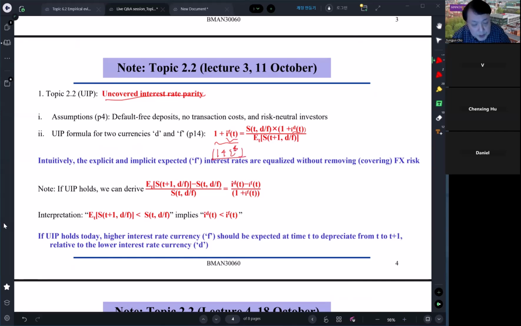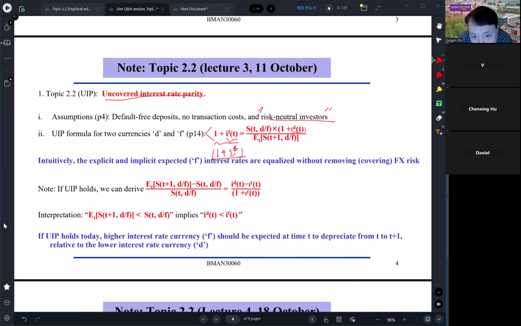We talked about this in the CIP case. Default free and no transaction cost means we don't have to worry about the bid-ask spread. And these are important assumptions. Risk neutral investors: even though investors are taking risk, they don't ask for any compensation for that. Given these important assumptions, we can derive UIP for two currencies.